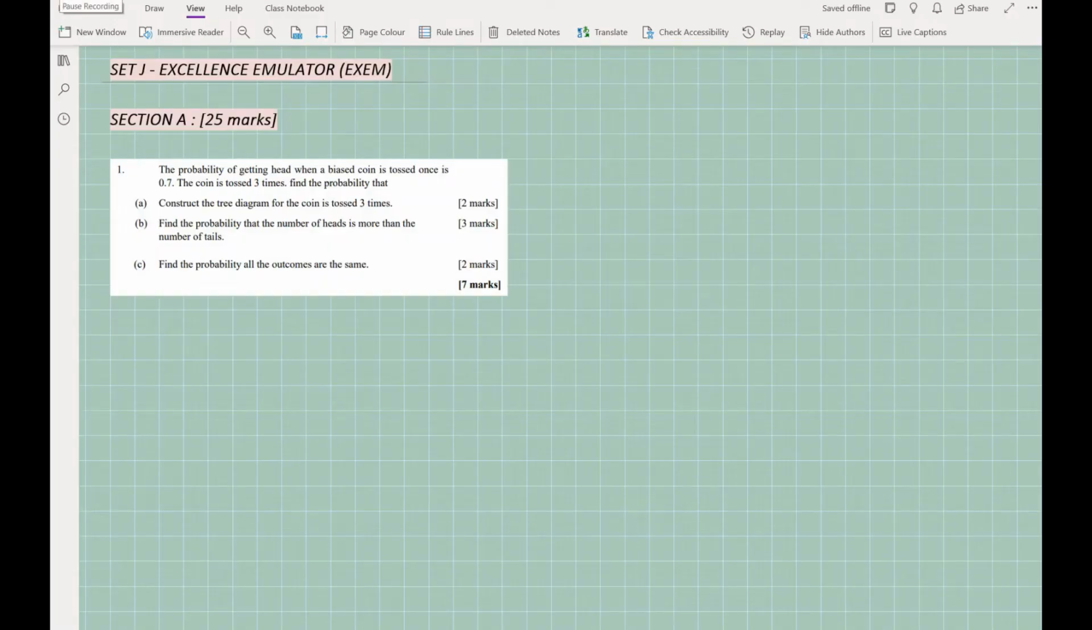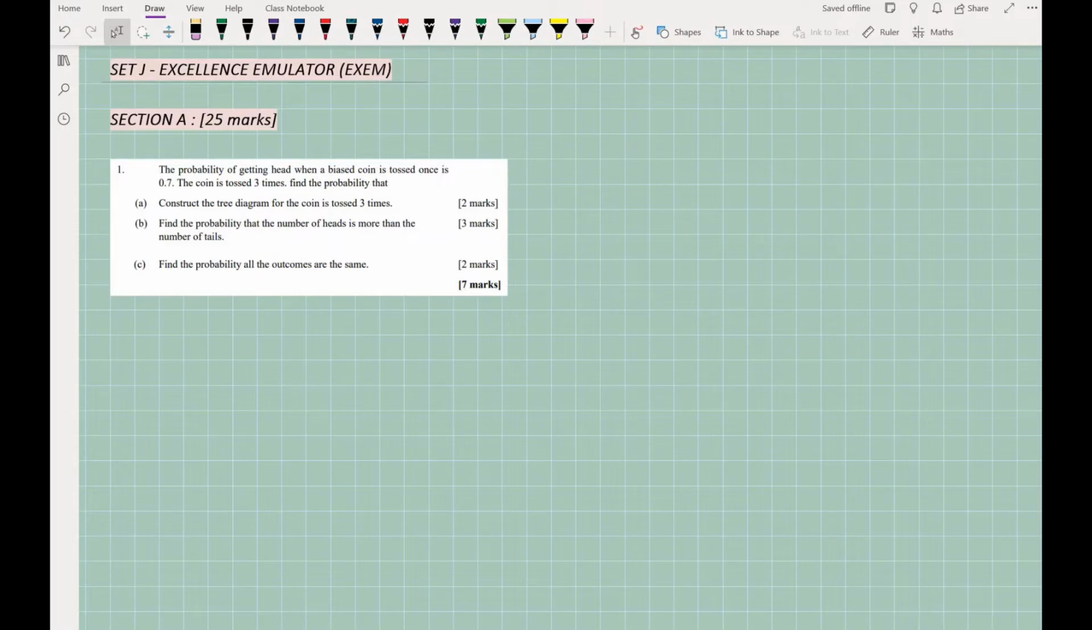So hello everyone. In this video, I'm going to discuss set J from our excellent simulator set XM. Untuk section A, we have 3 questions. So question 1, the probability of getting a head when we toss a bias coin once adalah 0.7 and the coin is tossed 3 times.